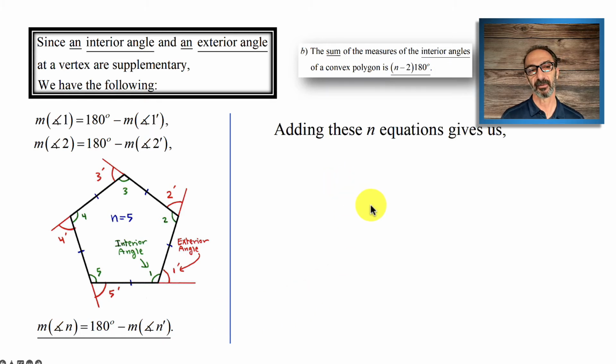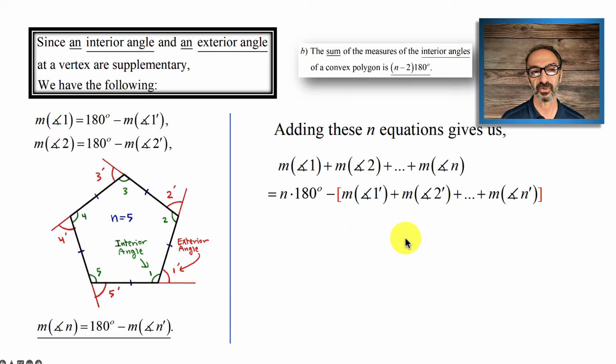We get the following. Adding those n equations, and you don't see all n equations; I see the first, second, and the last one. But this is what I have. On the left, I get 1, 2, all the way to n. On the right side, I have 180, 180, 180. How many 180s do I have? n times 180. And we're going to subtract this and subtract this all the way and subtract this. So by combining them in brackets, we are subtracting all these.